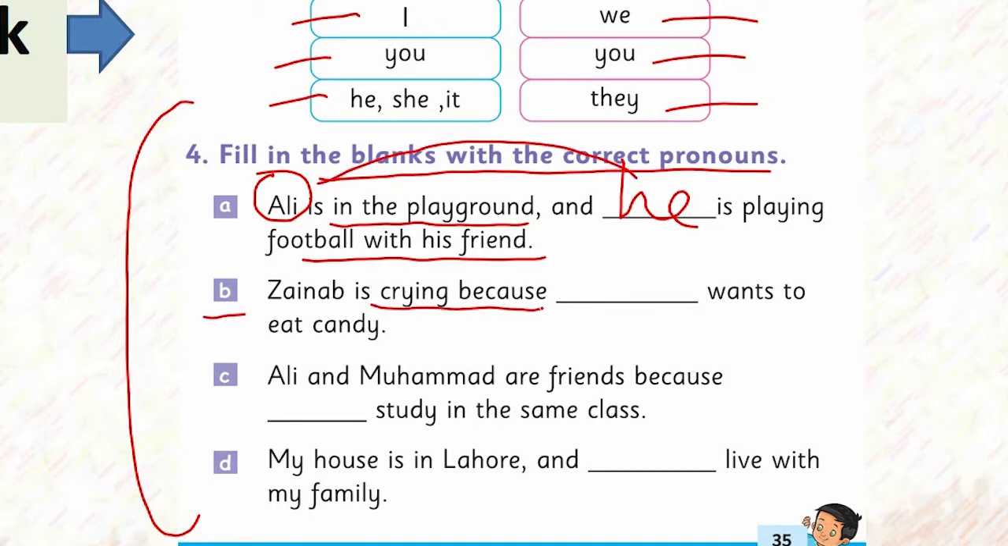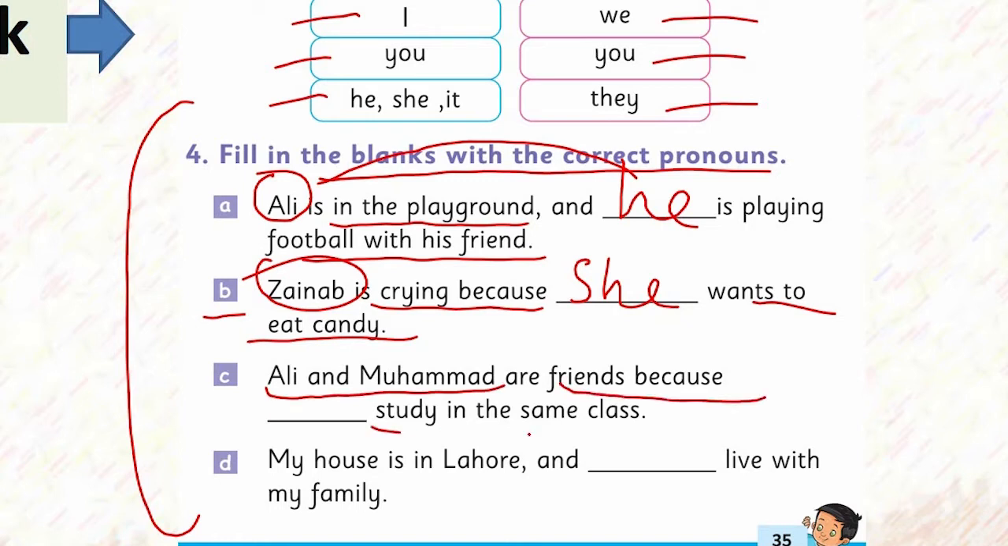B. Zainab is crying because wants to eat candy. Zainab is a female here. So we will choose yes, she. We replaced Zainab with she here. C. Ali and Muhammad are friends because study in the same class. Like the example of Abbas and Shafi, Ali and Muhammad are two people here. So we will choose yes, they here. We replaced it.